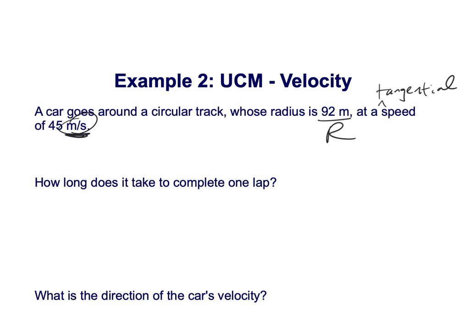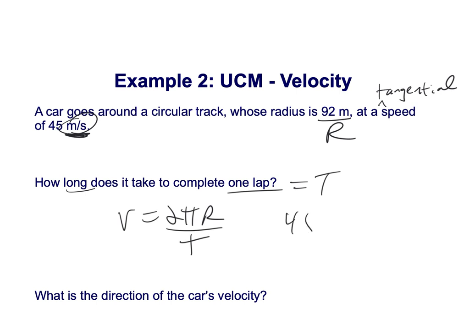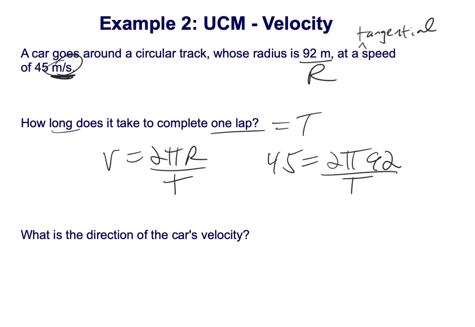Okay, so the radius is 92. How long does it take to complete one lap? The time to do one lap is the period. So I can use V equals 2 pi r over T. V is 45, 2 pi r is 92, over the period. Cross multiply: 45t equals 2 pi 92.